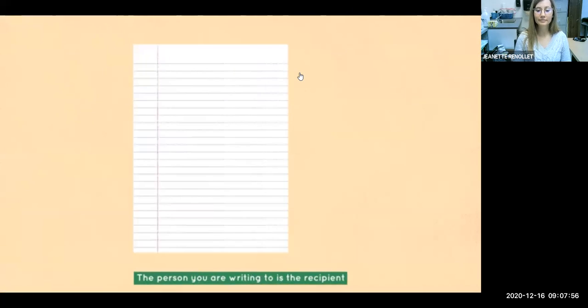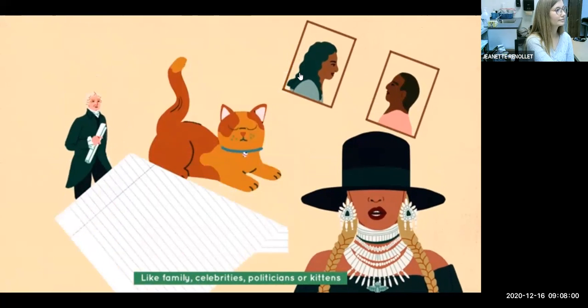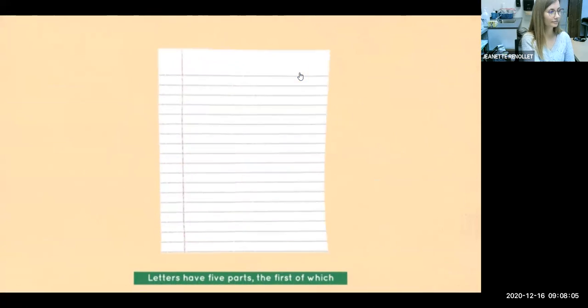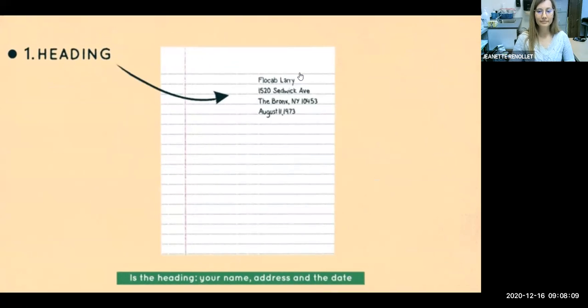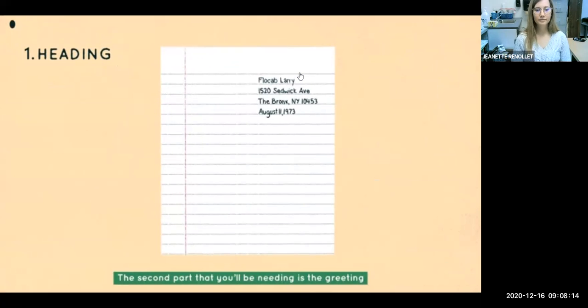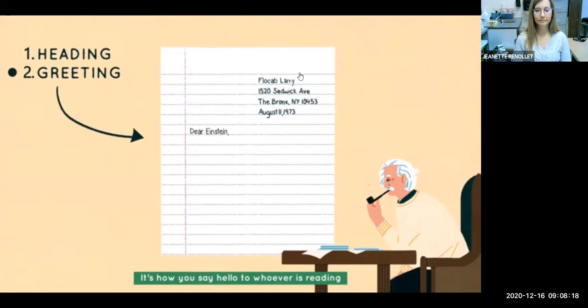The person you are writing to is the recipient, like family, celebrities, politicians, or kittens. Okay, let's get down to the nitty-grit. Letters have 5 parts, the first of which is the heading. Your name, address, and the date. It goes on the right at the top of the page. The second part that you'll be needing is the greeting. It's how you say hello to whoever is reading.